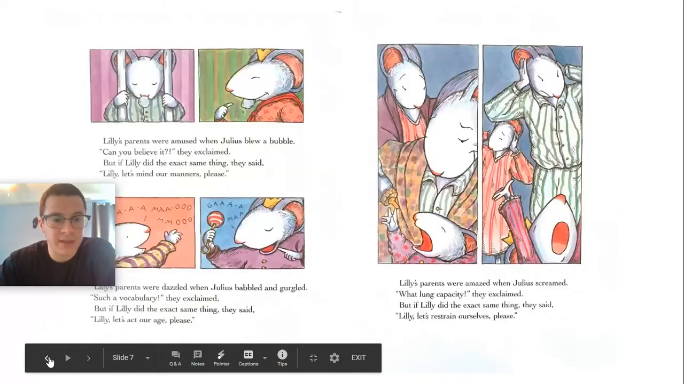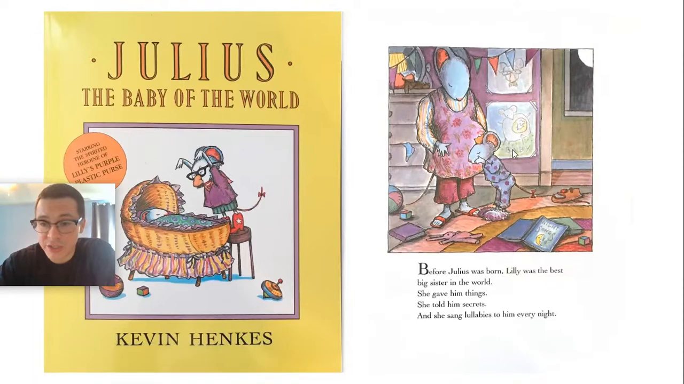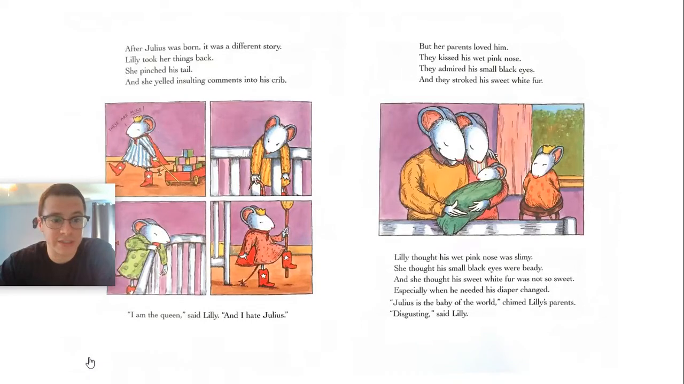So let's go all the way back to the beginning. On this very first page, we can see how Lily was feeling about Julius. She was so excited. She gave him things, she told him secrets, and she sang lullabies to him every night. She was so excited to be a big sister. And we know this because she drew a picture, she gives him things, she tells him secrets. But then things change very quickly when Julius is born.